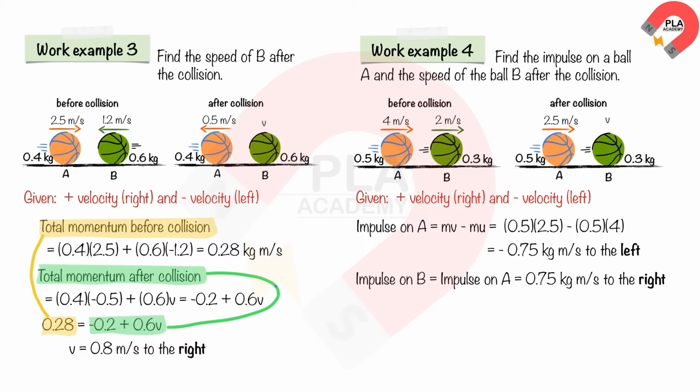The impulse on B is equal in magnitude to the impulse on A, 0.75 kilogram meters per second, to the right. The direction of impulse on B is opposite to the impulse on A. The impulse on B is equal to mv minus mu. Substitute the impulse on B equals 0.75, m equals 0.3 and u equals 2. So, v equals 4.5 meters per second to the right.